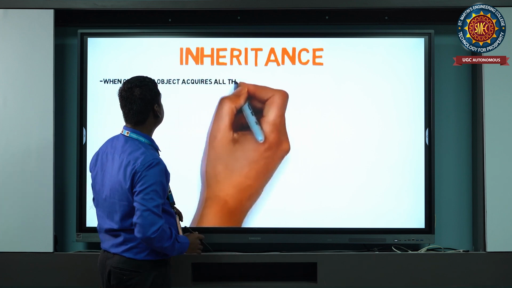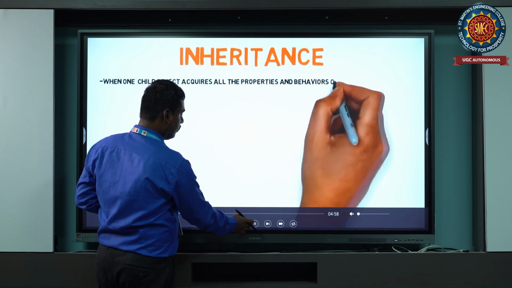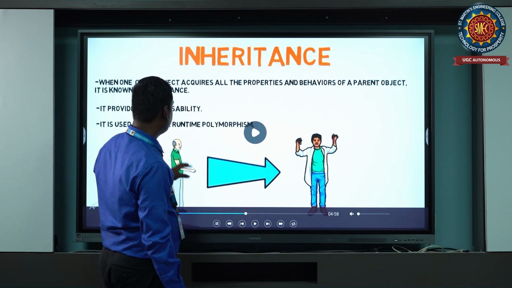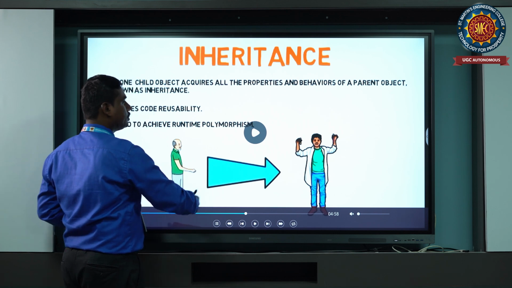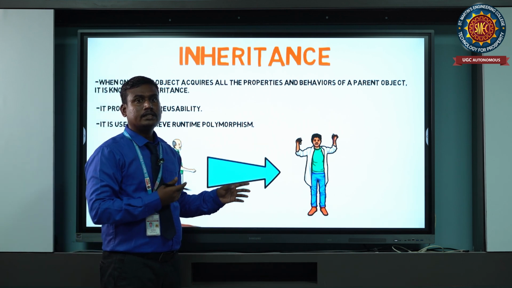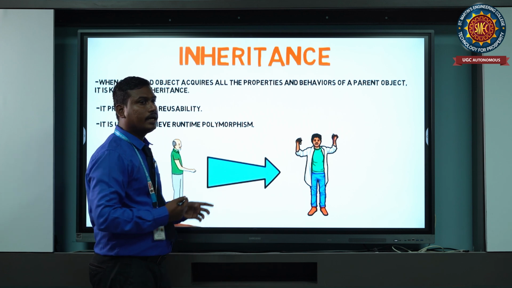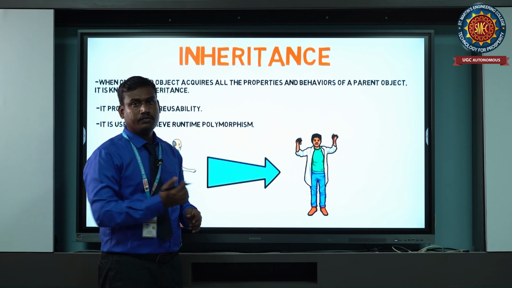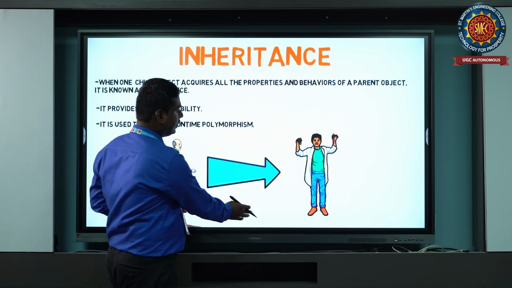Next one is inheritance. Inheritance means everything is inherited from parent to child. For example, we have some habits and behavior that come from our parents and grandfathers. That comes under inheritance.